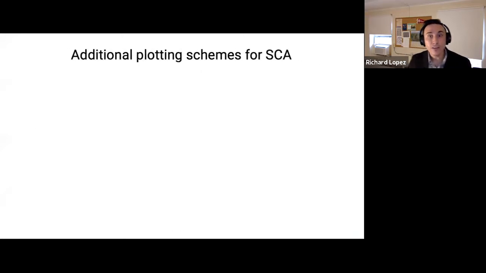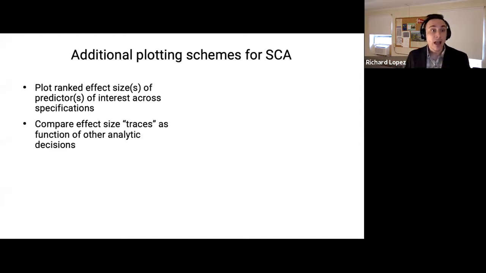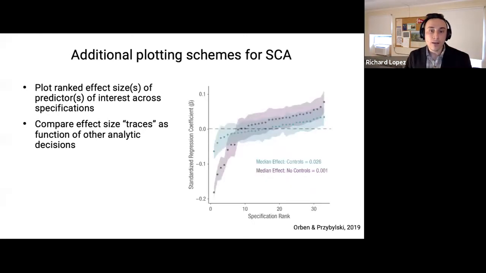And I should say there are actually some really fascinating additional plotting schemes and options that you can utilize when you have data from a specification curve analysis. One way to do this is to plot the ranked effect sizes of your predictor or predictors of interest across the specifications. And you can compare these effect size traces as a function of other analytic decisions. And Orben and Przybylski in 2019 did this when they were looking at relationships between adolescents' social media use and phone use with different measures of well-being.